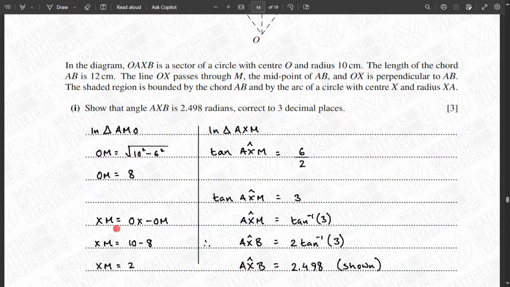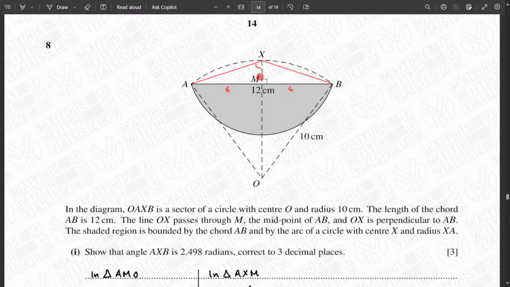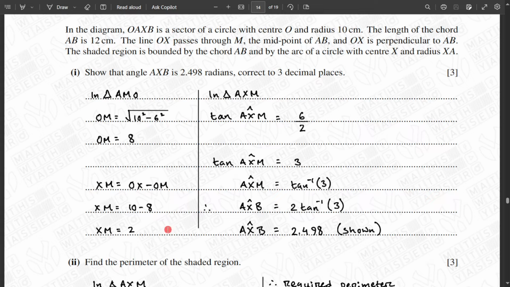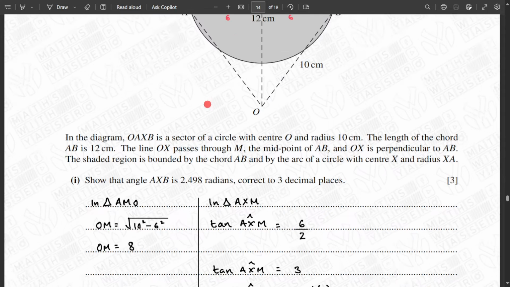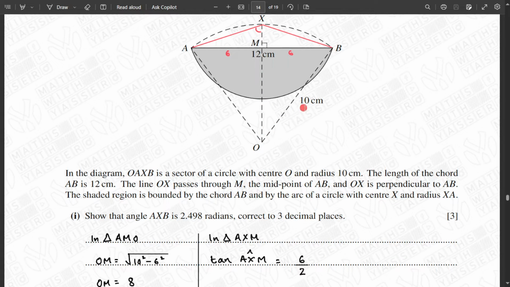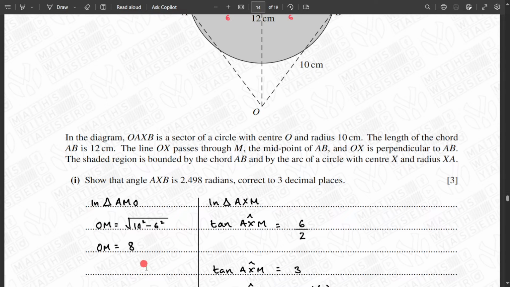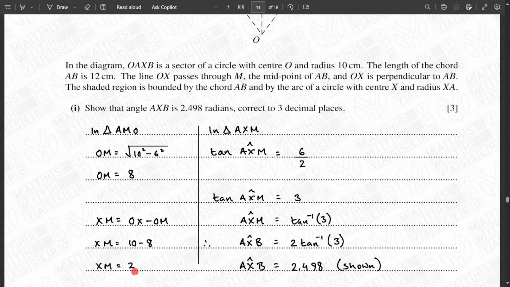So XM equals OX minus OM, which is this part. Therefore, XM should be equal to 10 minus 8. 10 was the radius. As you can see, if this is 10, then OA is also 10. Also, OX is also 10 because these are all the radius. So 10 minus 8 will give us 2.